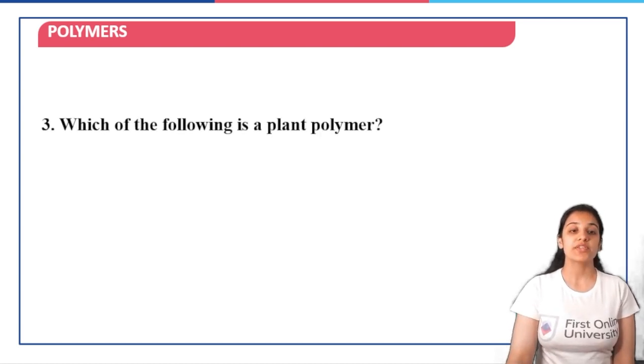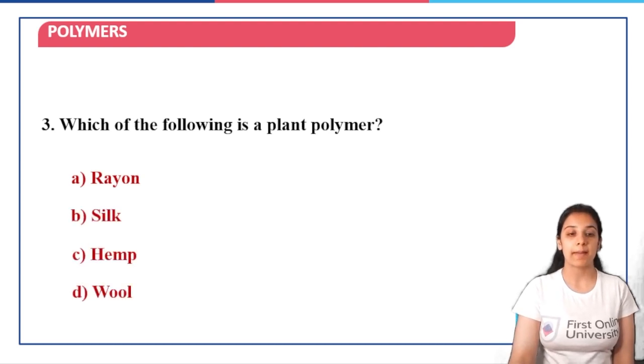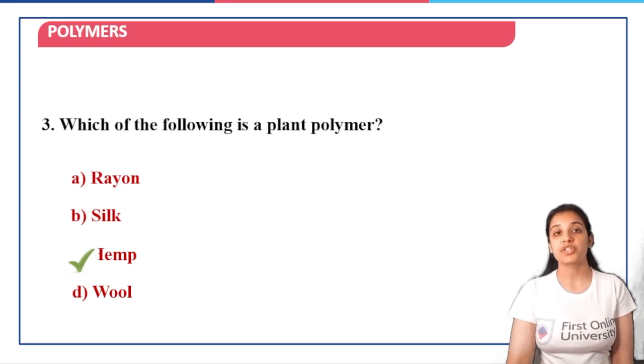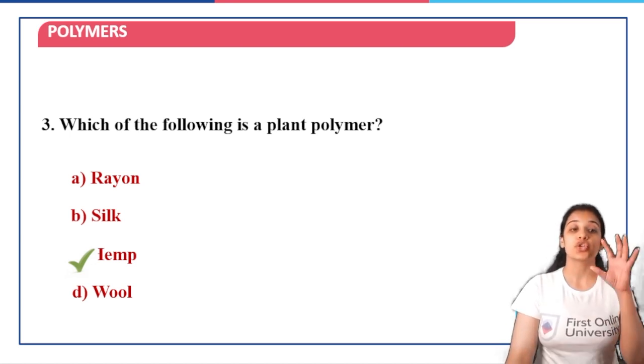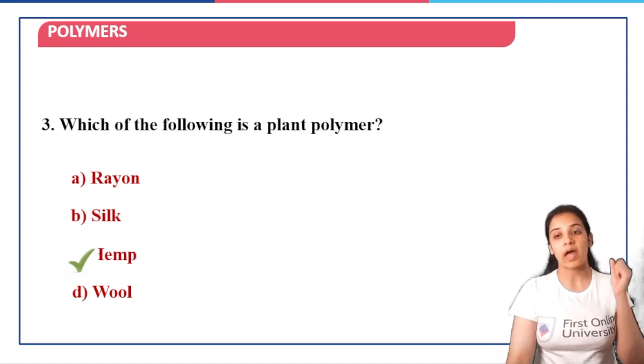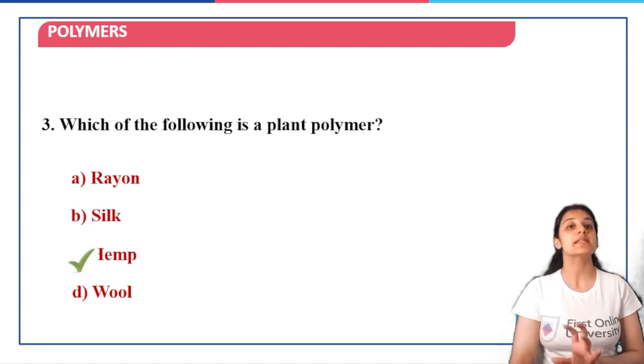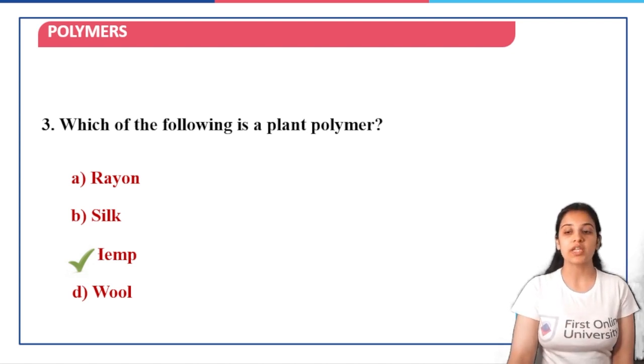Next question, which of the following is a plant polymer? Rayon, silk, hemp, wool. So we have seen plant polymer is hemp. Option C is the correct answer. So you need to remember the examples of animal polymers and plant polymers. It is very, very important to actually remember that.